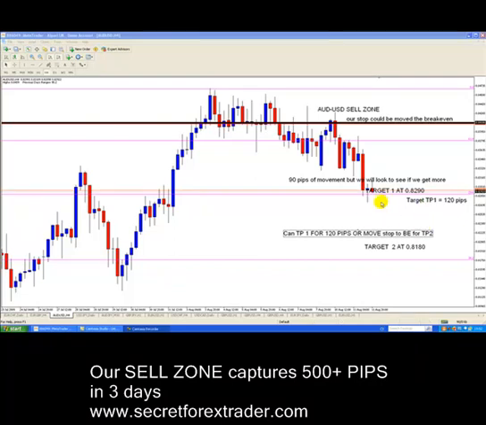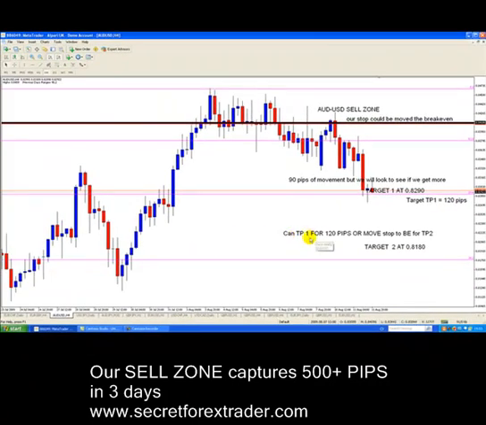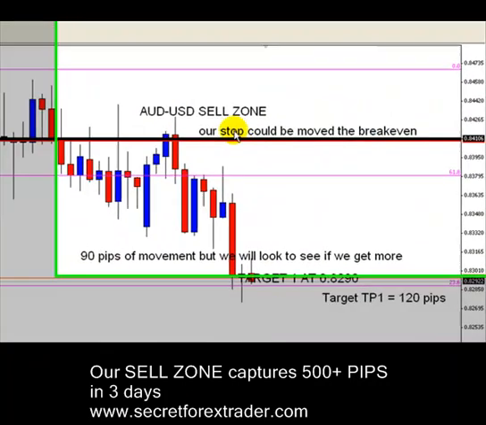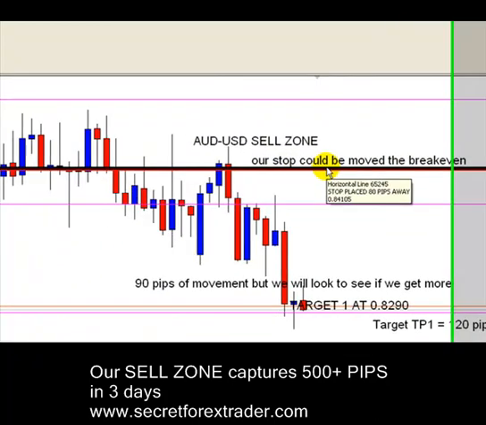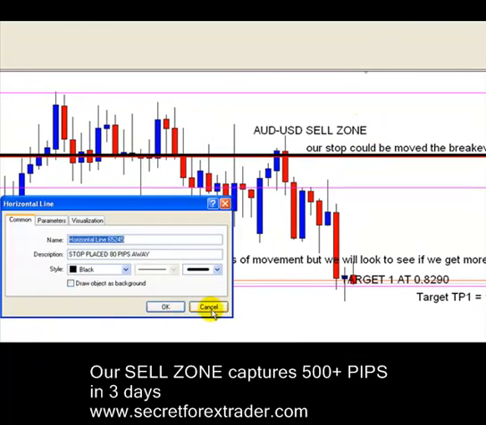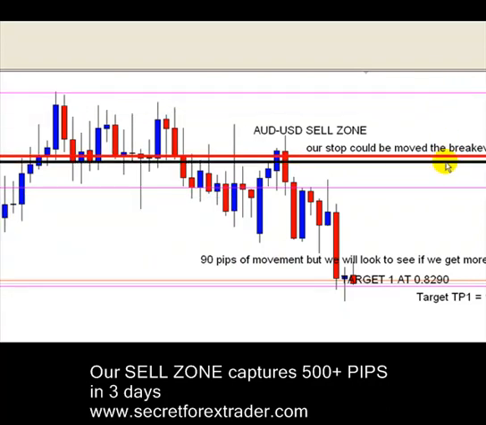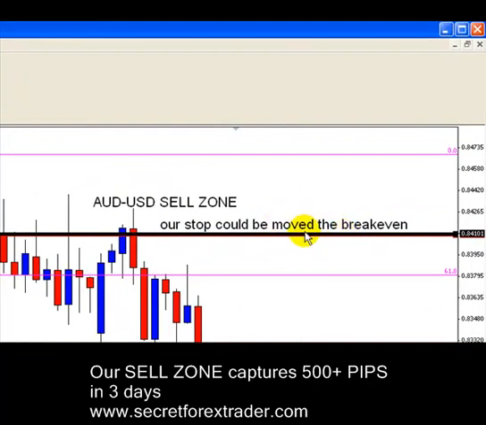So here we are a few hours later, and you can see that take profit 1 has been reached, 120 pips at the 23% area on the Fibonacci levels that we looked at. So the trade is unfolding. The stop was moved to break even already. We're still looking for further movement, which is why we've got a take profit 2.